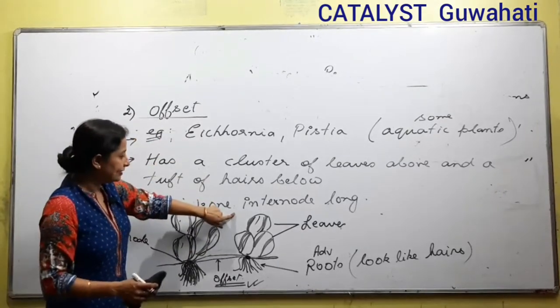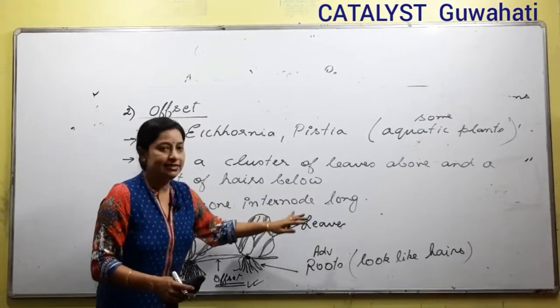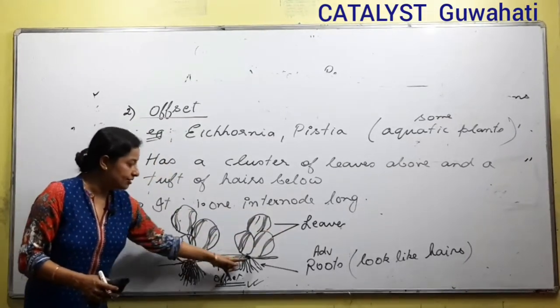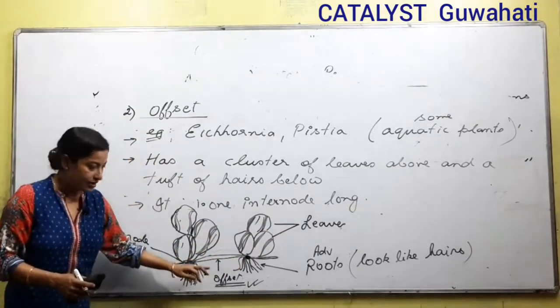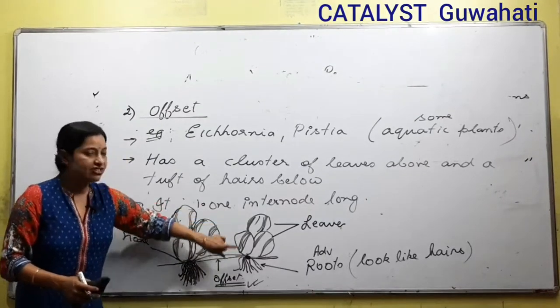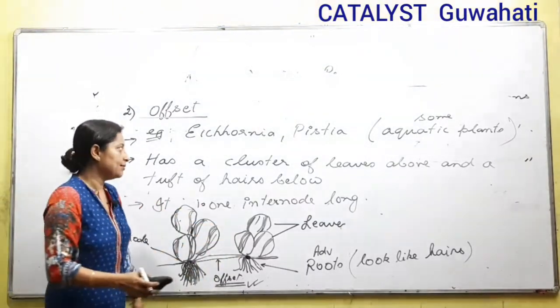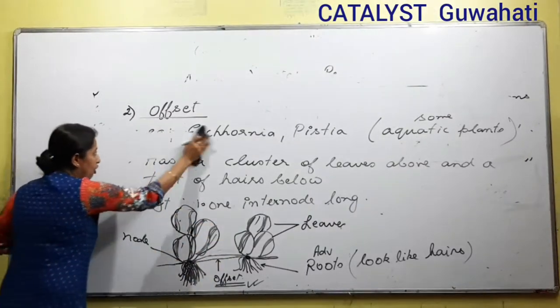And the most important, another line is, it is one internode long. Means if this is a node, this is a node, this is the internode, it is one internode long, and this type of a stem would be called an offset. So these are the informations about offset.